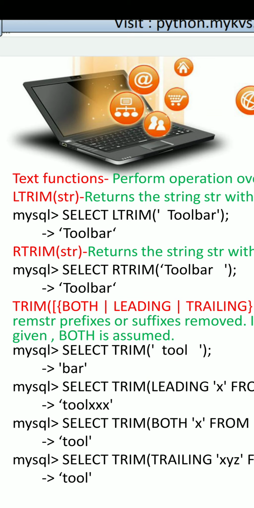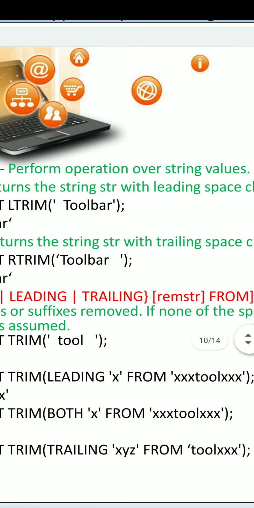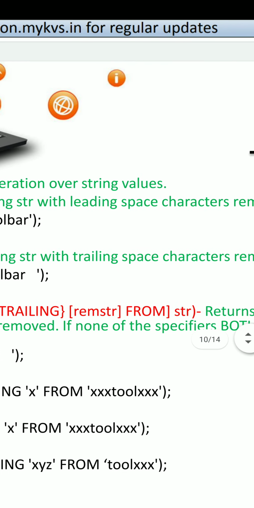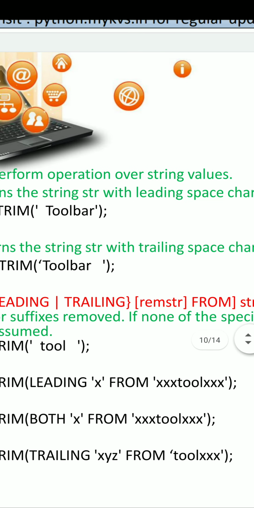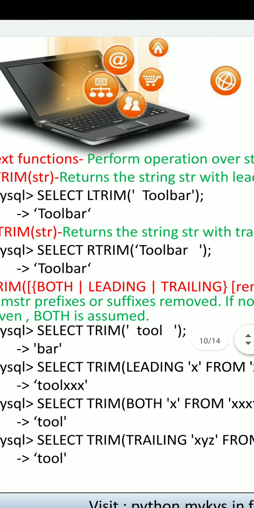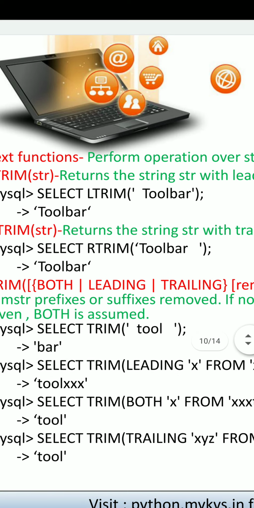Its counterpart or similar type of function is rtrim. Rtrim function is used to return the string with trailing space characters removed. In this example, select rtrim, then one word as a string is toolbar, and then some trailing spaces are there which will be removed. Okay, we do it practically.